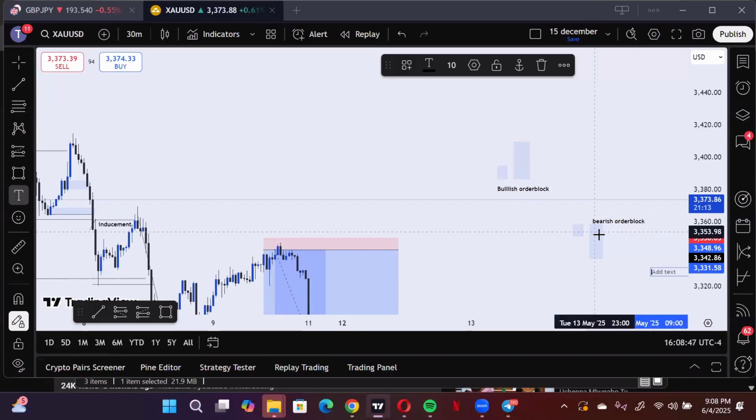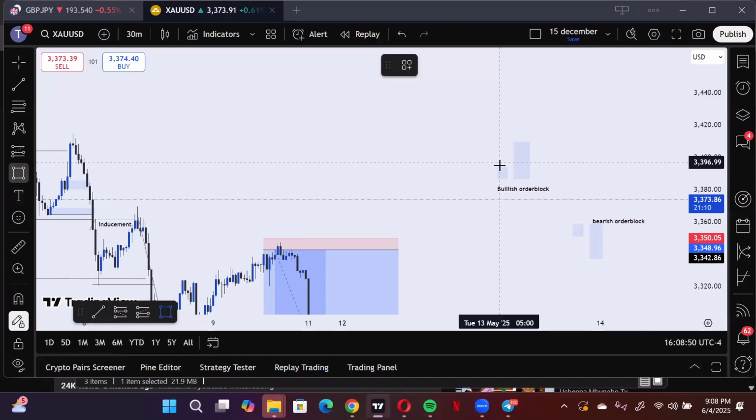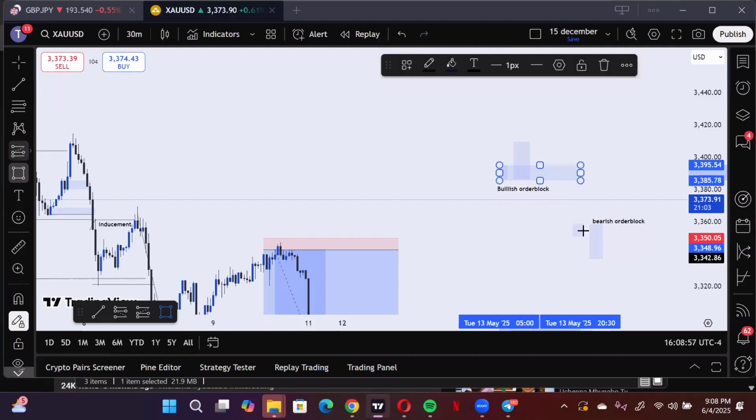So bullish order block, bearish order block. And if you want to pick your entry, it will be from the middle, the demarcation at the end of your order block. The middle of it here, the demarcation, is where your entry will be from. Same as this, the middle here, the demarcation.